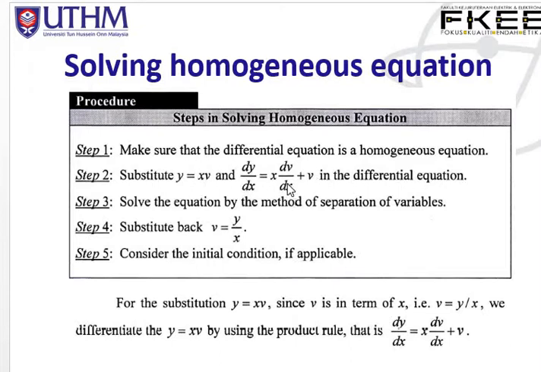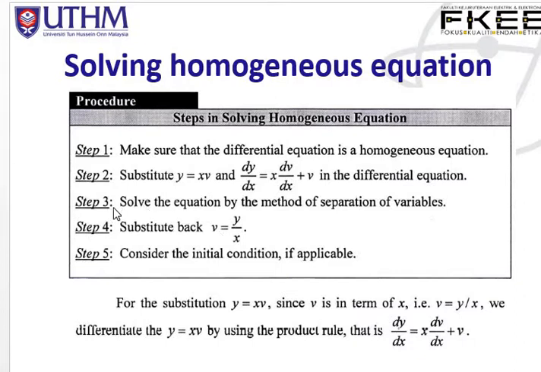But how do we get this equation? For the substitution of y equal to xv, since v is in terms of x, we differentiate y equal to xv by using the product rule. So dy over dx is equal to uv prime plus vu prime. Therefore, we get x dv over dx plus v.